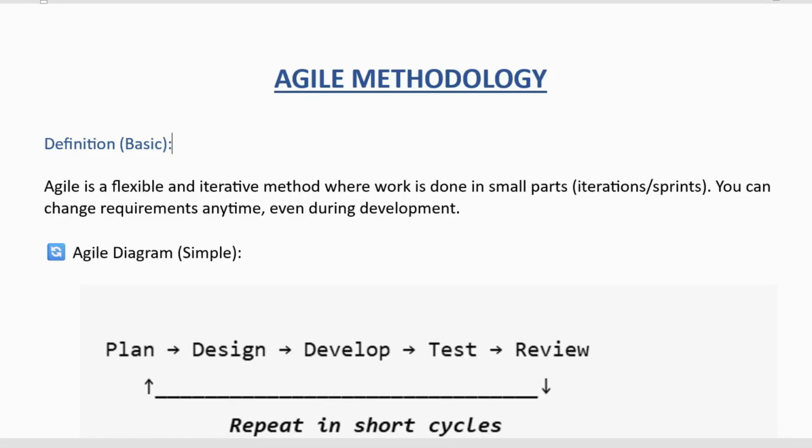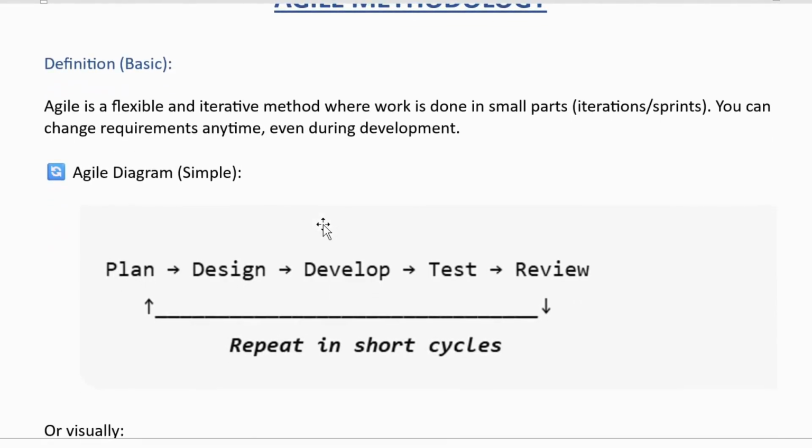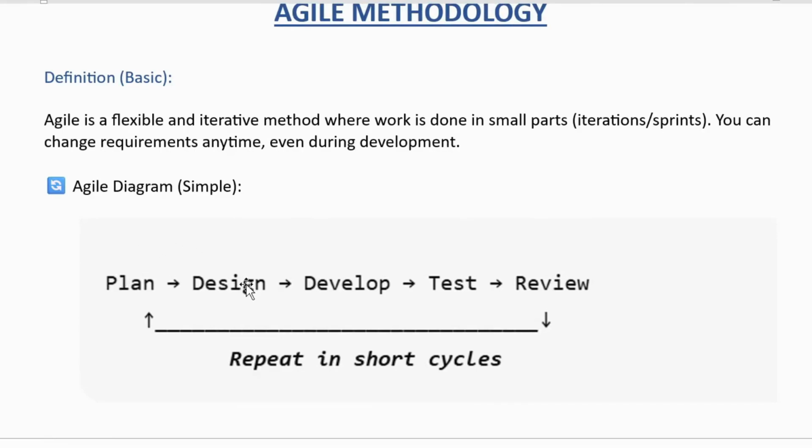Suppose you are working in any IT project, the deliverables will be sprint-wise: sprint 1, sprint 2, sprint 3. You can change the requirements anytime, right? Even during the deployment. So here is a diagram you can understand easily. First we need to plan, design, develop, test and review, and again the cycle starts again. So this is a cycle. So this is an agile diagram.